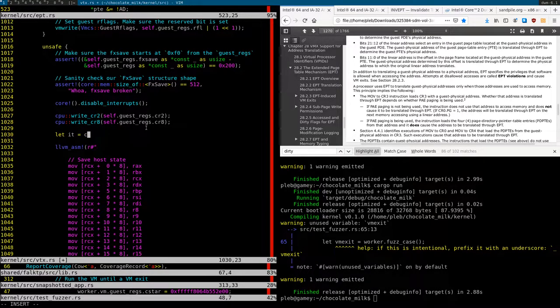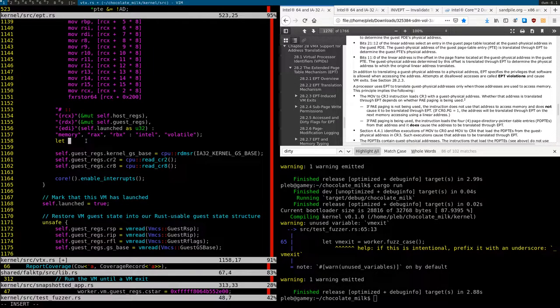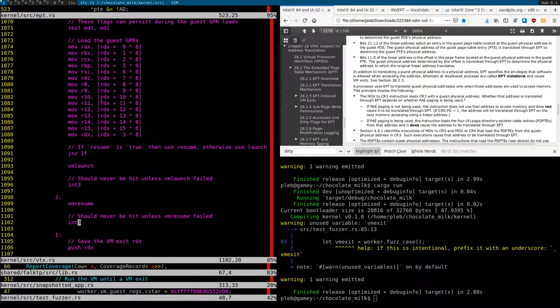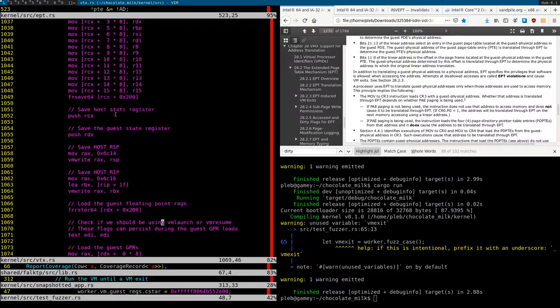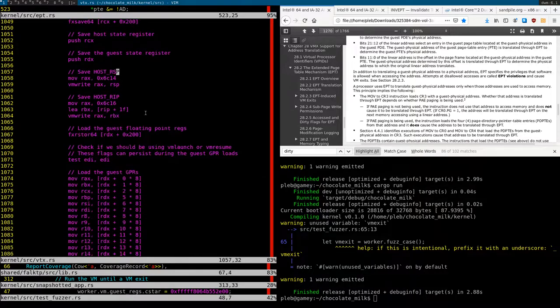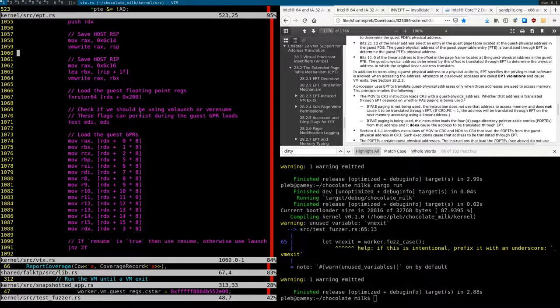IT is CPU RDTSC. And then VM cycles is equal to CPU RDTSC minus IT. So, record the time spent in the VM. Now, obviously, there's still the context switch stuff. I could get the RDTSC a little bit closer, but getting it past some of this context switching stuff would be annoying because I have to be concerned about what I'm clobbering.